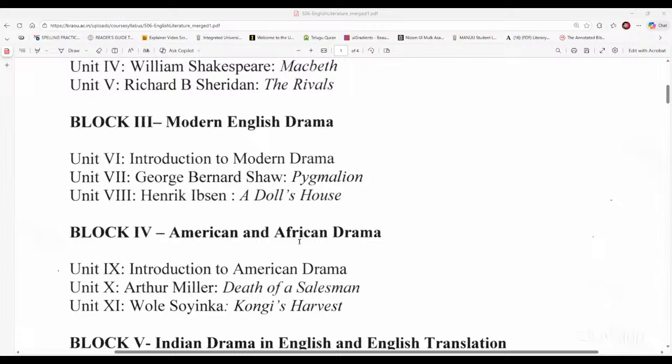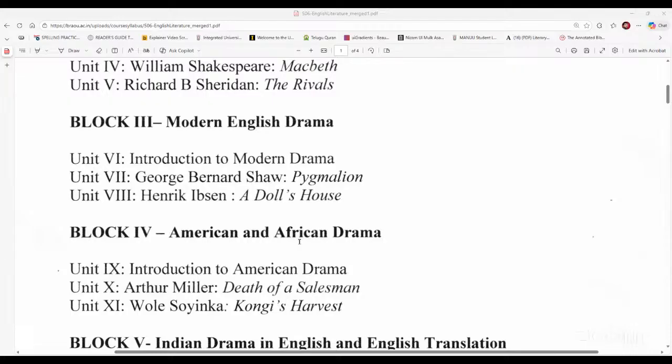The first unit will give you an overview, a background of American drama. Why American drama is a separate category within drama, and what are those different characteristics which make American drama unique or different from other national drama, like British drama, Australian drama, Canadian drama, and so on and so forth.